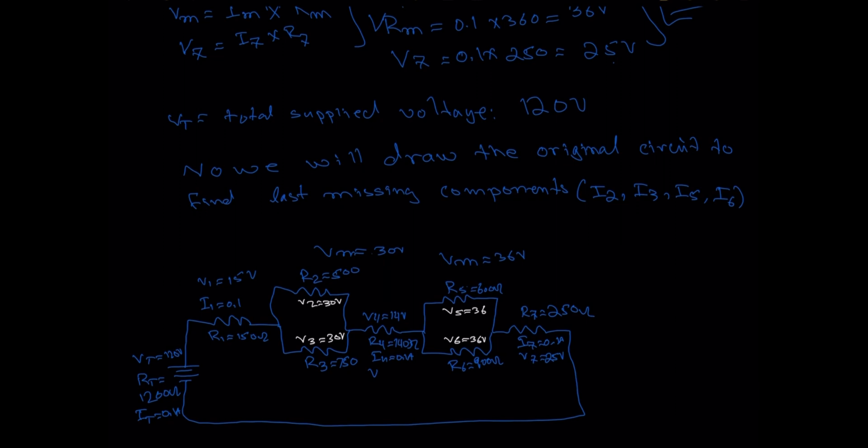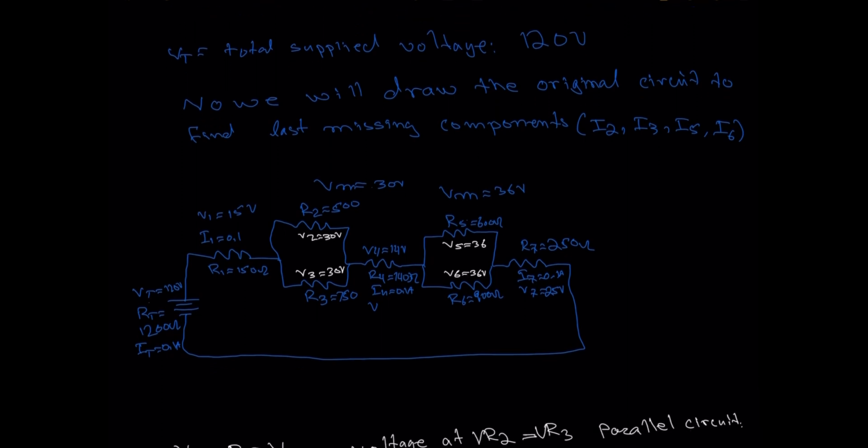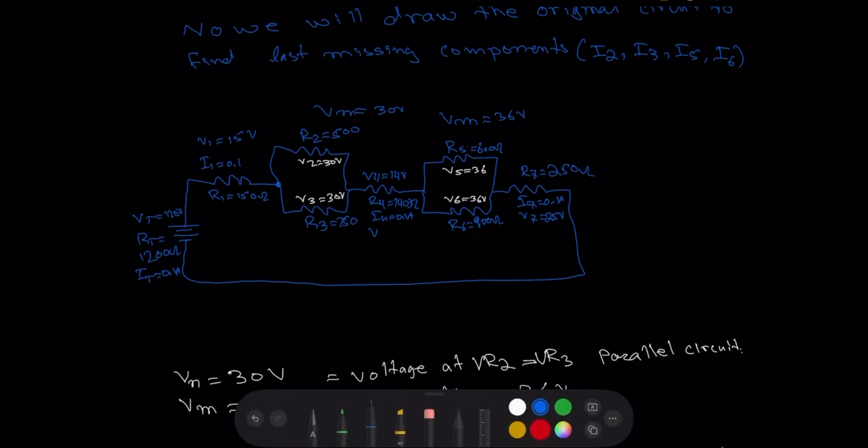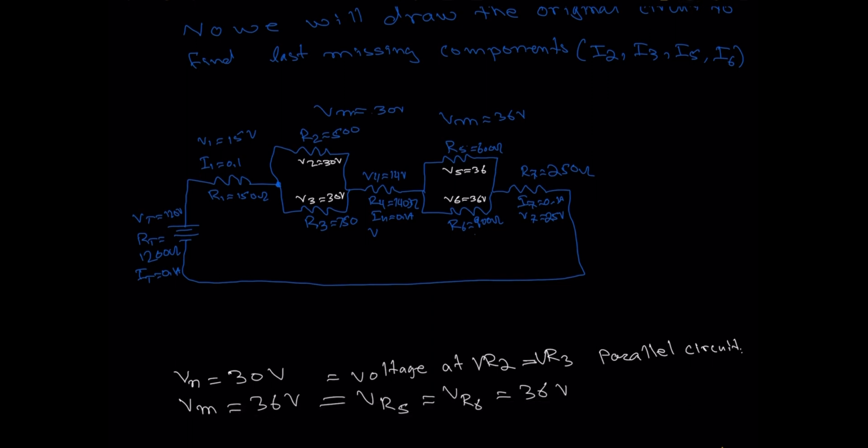Now since we found the individual voltages, let's redraw the circuit to the original setting. So this was the original setting. R1 was given. This is R2, R3 is right here, R4 is here, R5 is here, R6 and R7. They're all given. Now we found the voltage at every point. The voltage drop at V1 was 15 volts. We don't touch that because it's right there. Now the voltage drop at this point right here is 30 volt.